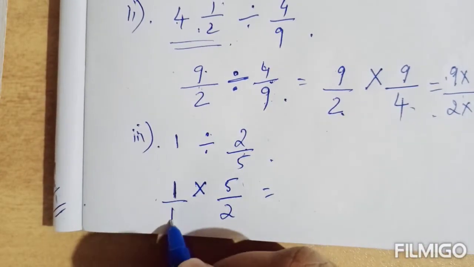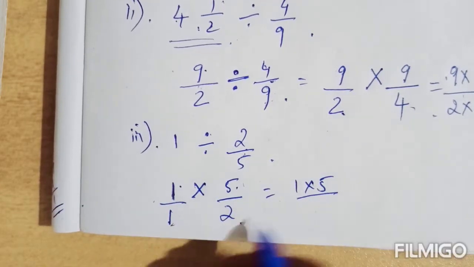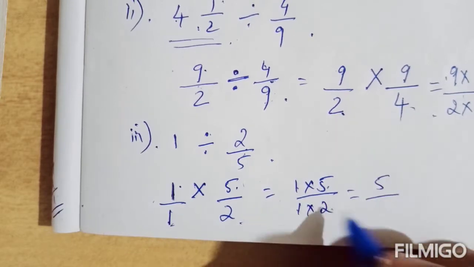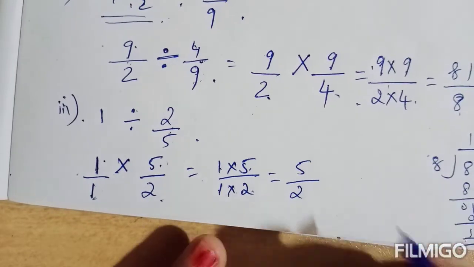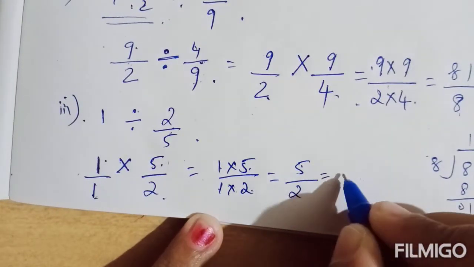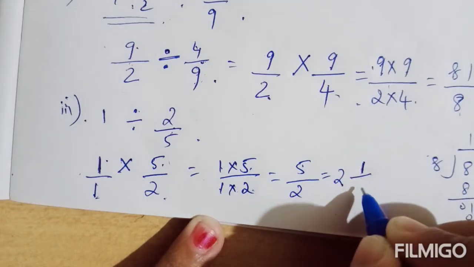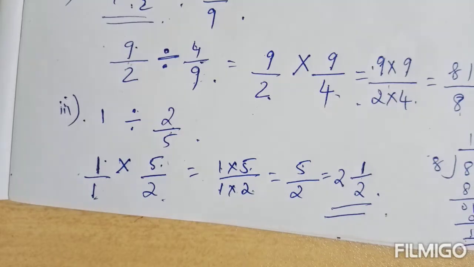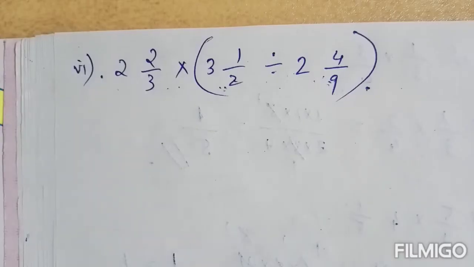1 means it is 1 by 1. So 1 into 5, product of numerator by product of denominator. 1 into 5, 5 by 1 into 2, 2. Okay, 5 by 2 is an improper fraction. On dividing 5 by 2, you will get 2 as quotient. Remainder will be 1 and divisor is 2. 2 1 by 2.